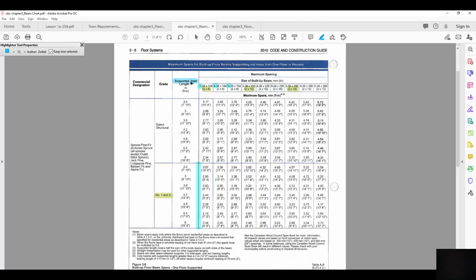So there's my supported length. That number is this one right here, 7'10", 9'10", 11'10". That number is critical to determine which row we look down. And then that row determines the actual column spacings so that we can look at what beams we need. Let's try to run through the example that we've been working with.